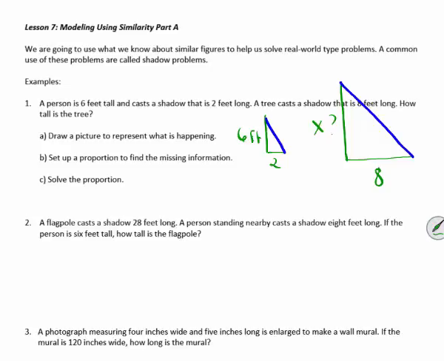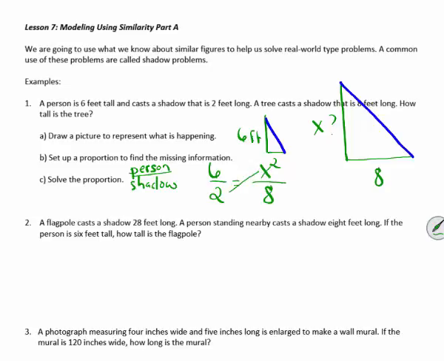There's more than one way that you can do this. I could figure out my scale factor, but we're going to just set up a proportion to show you another way to do it. I'm going to compare how tall the person is compared to their shadow. I'm going to write off to the side what I'm comparing: person, or object, I really should say, since we're talking about a tree, compared to the shadow. So I have a person who's 6 feet tall, their shadow's 2 feet. I have a tree that I don't know how tall, and the shadow is 8.